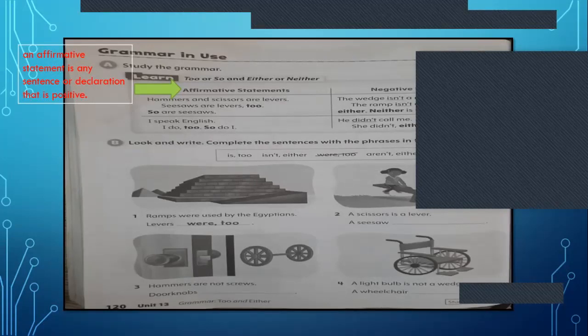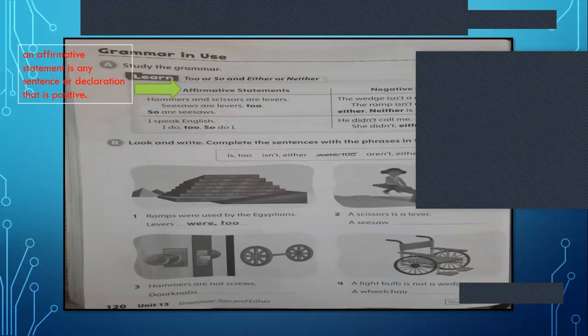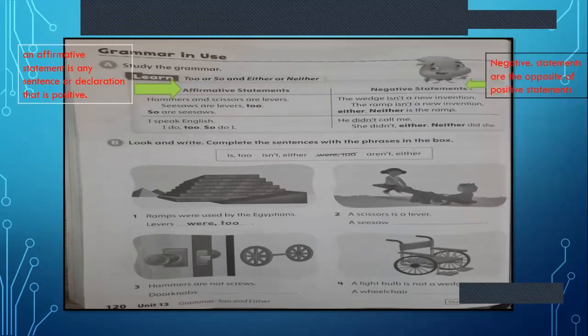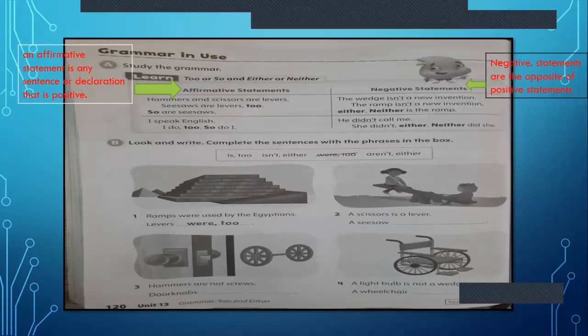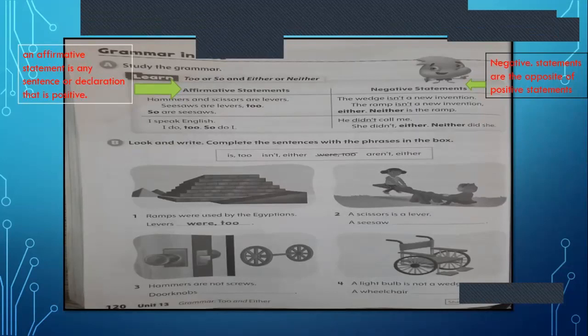Okay, so we use too and either at the end of the sentence, and we use so and neither in between the two sentences. Now listen to me very carefully. But when you do an exercise, you will be more clear, okay? Please, girls, don't raise hands saying again and again that we don't get this one. I'm explaining you once again. Just listen to me now.